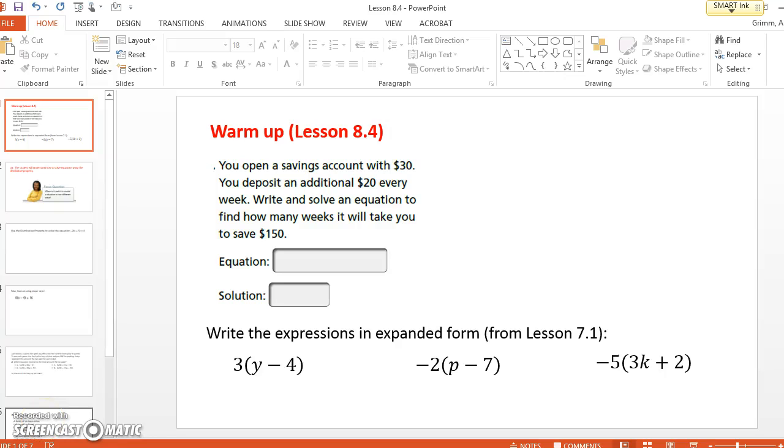Right, so let's start with the first one. You open a savings account with $30. You deposit an additional $20 every week. Solve the equation to find how many weeks it will take you to save $150.